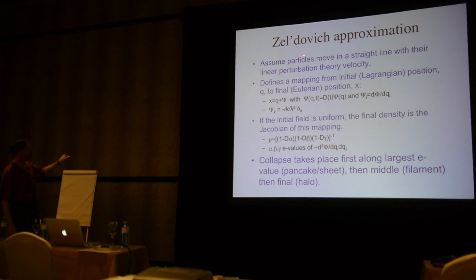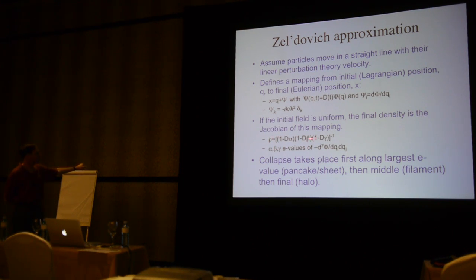And this approximation defines a mapping from my initial or Lagrangian position to my final Eulerian position, which we've seen before in Lagrangian perturbation theory, except now I'm going to assume that this psi just grows according to linear theory growth rate from some initial conditions that we can calculate. And this can be written as the derivative of some velocity potential. And so this psi turns out to be simply related to the densities. If the initial field started off completely uniform at very, very early times, then the final density is simply the Jacobian of the mapping, because the proportionality constant is just a constant.